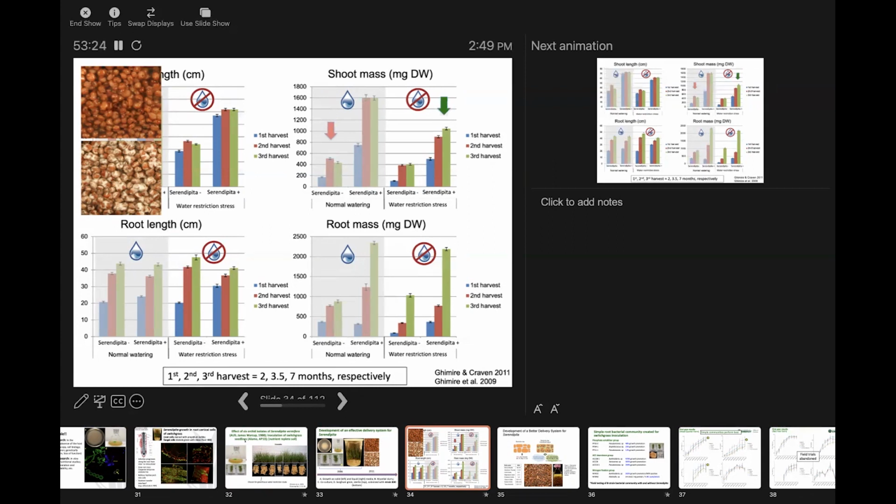The biggest thing I want you to take from this graph is if you look here, we have normal watering and the plants without the fungus, okay? Normal watering, plants without the fungus. If you look at this one, this is water restriction and with and without the fungus. So what you can say is that plants that have the fungus at all 3 time points and water restricted actually perform better than plants with normal watering without the fungus. Okay, so the presence of the fungus improves the plant even more when resources are restricted.